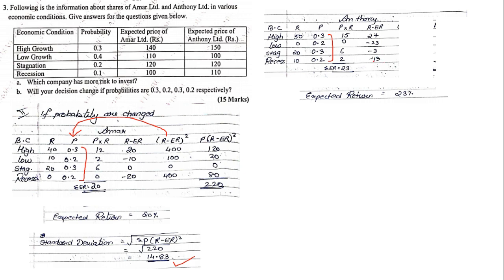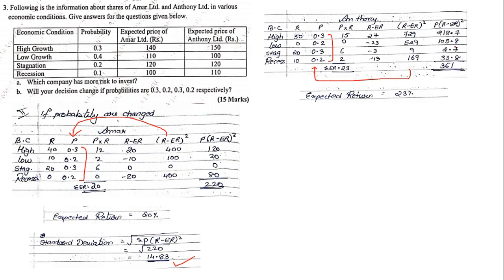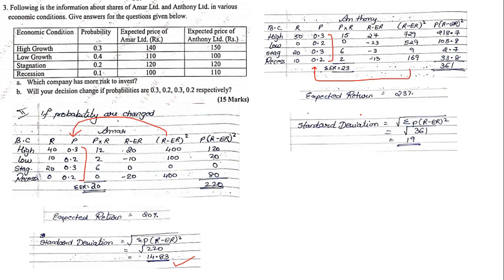So these are all negative values. Square of that, 729, 529, 9 and 169. All these multiplied with the probability, we get the amounts as 218.7, 105.8, 2.7, 33.8, total 361. So that's the variance. Standard deviation is the root of variance, which comes to 19.